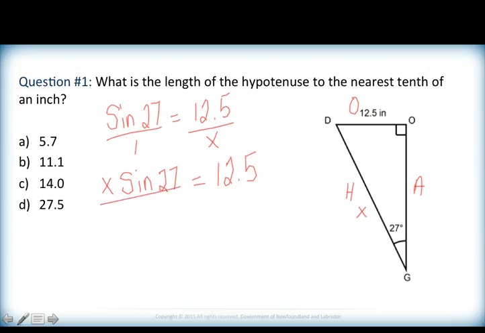We're going to divide both sides by sine 27 in order to isolate the x variable. So x will equal 12.5 divided by sine 27. And the answer to the nearest tenth of an inch will be 27.5. So our answer here will be D.